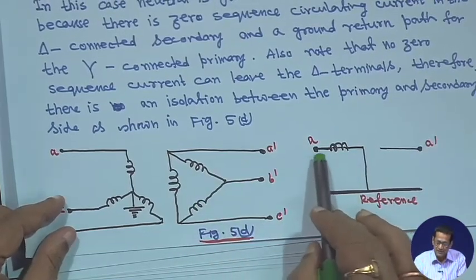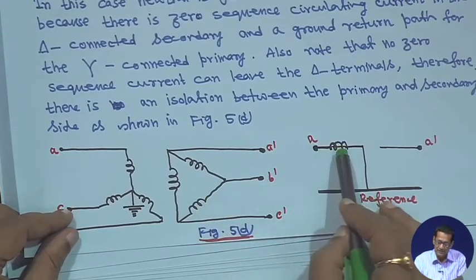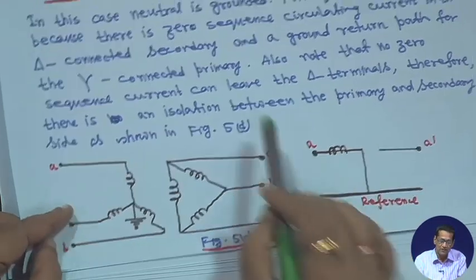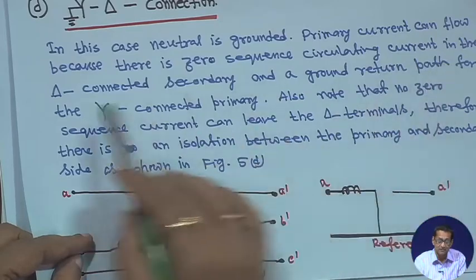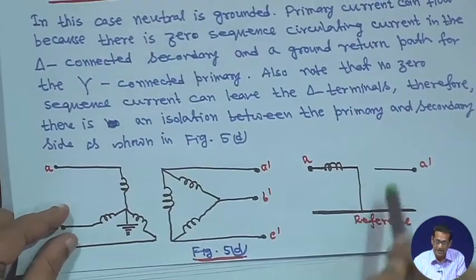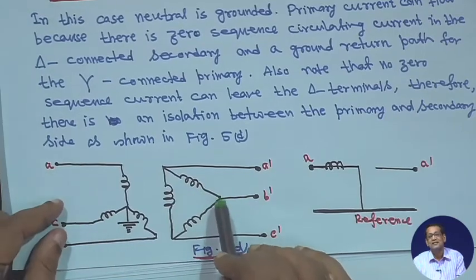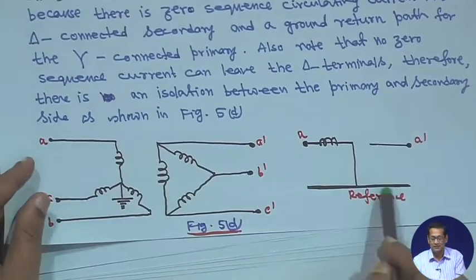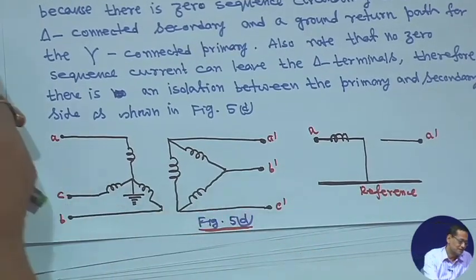Therefore, the zero sequence diagram for this connection will have the transformer reactance connected to the reference, right. Because at the beginning I said primary current can flow, because there is zero sequence circulating current in the delta connection. So, connect it, but after that you leave it open, because on this delta side the zero sequence current cannot leave the delta terminal. So, this is your zero sequence network diagram for this kind of connection.